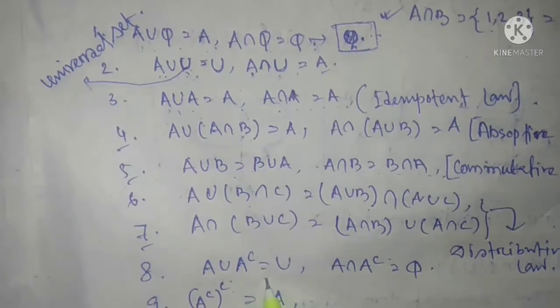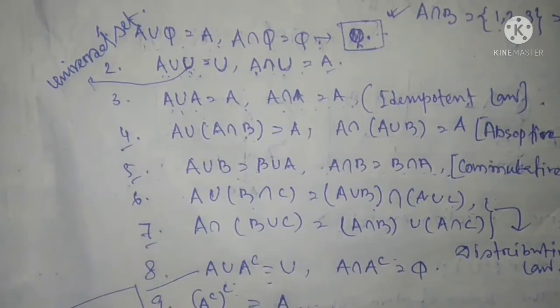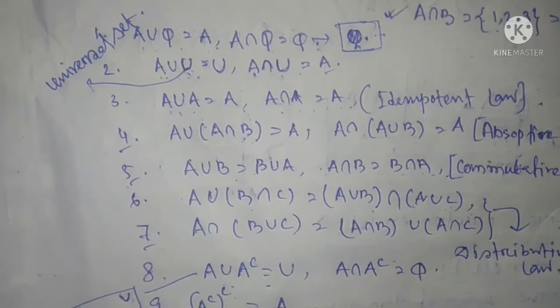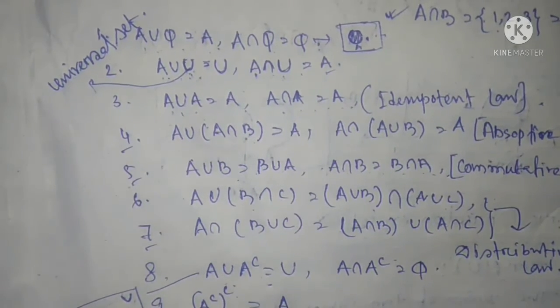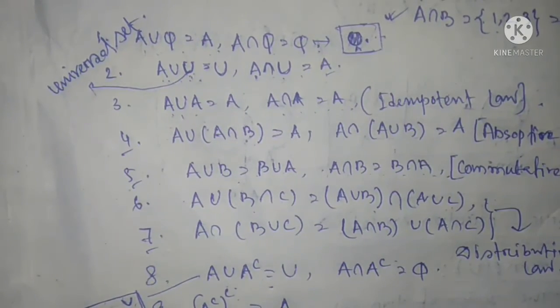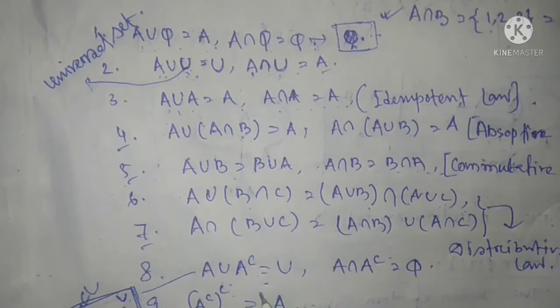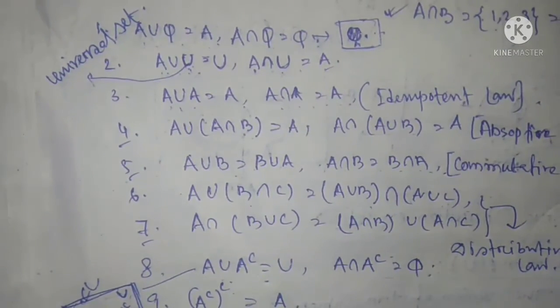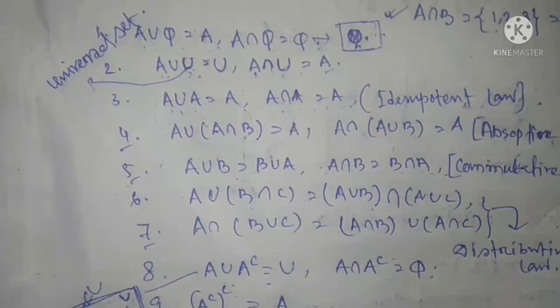And this is A union A complement. In a Venn diagram we see that the complement of A is the whole U minus A. So A complement equals U minus A. A is this and A complement is this, so together they make exactly U. So A union A complement is U, and A intersection A complement is phi. The complement of U is phi, and the complement of the complement of A is A itself.